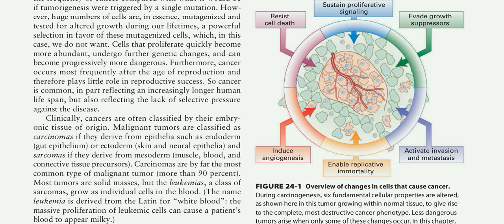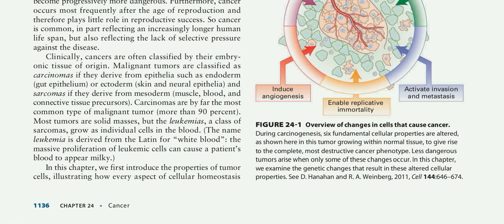So, cancer is common in the past, reflecting an increasingly longer human lifespan, but also reflecting the lack of selective pressure against that disease. Clinically, cancers are often classified by their embryonic tissue of origin. Malignant tumors are classified as carcinomas if they derive from epithelia such as endoderm, gut epithelium, or ectoderm, skin and neural epithelia, and sarcomas if they derive from mesoderm like muscle, blood, and connective tissue precursors.